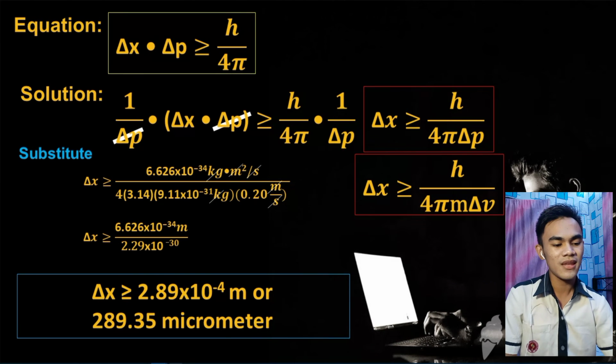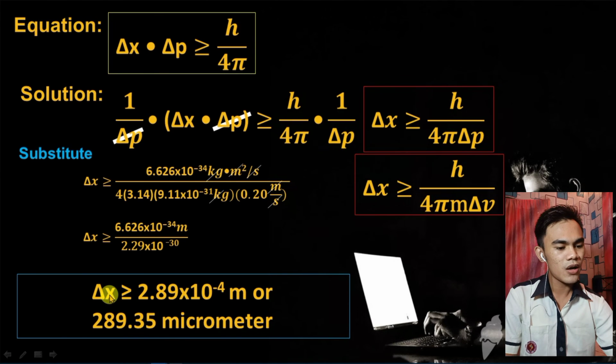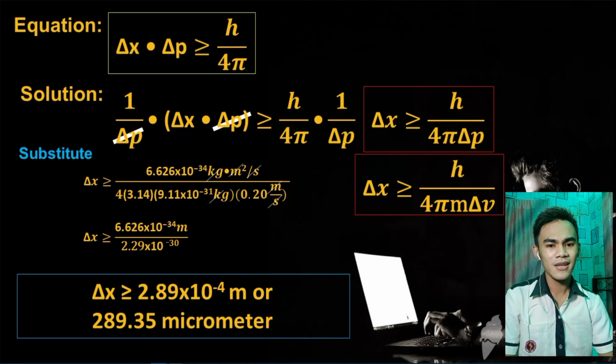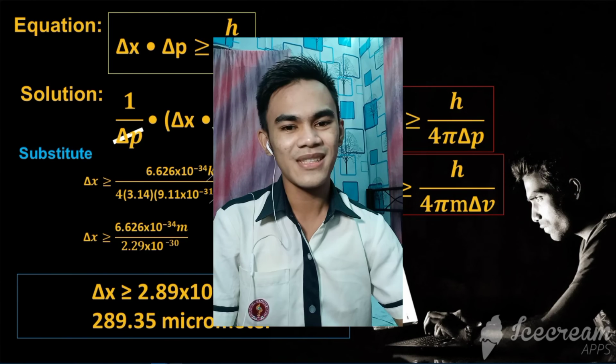or that is 289.35 micrometers. Therefore, our delta x, or the change in position, is greater than or equal to 2.89 times 10 raised to the power of negative 4 meters, or 289.35 micrometers.